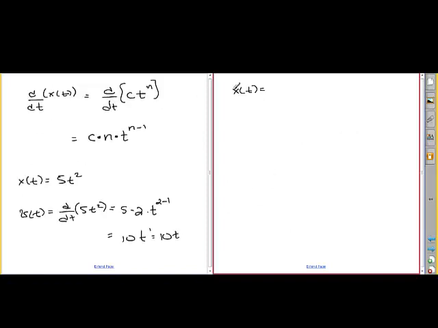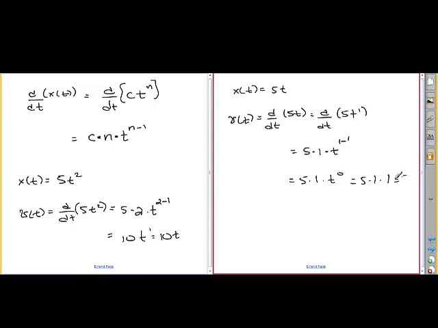Okay, so let's do another one here. Let's say x of t is 5t. Then the velocity as a function of time is going to be the derivative with respect to time of 5t, which is the derivative of 5t to the 1 power, just so I fit it into the form. So you're going to have c, which is 5, times the exponent, which is 1, multiplied by t to the n minus 1, so 1 minus 1. You get 5 times 1 times t to the 0. Any number or variable raised to the 0 power is just 1. So you get 5 times 1 times 1, or 5. So if the displacement as a function of time is 5t, then the velocity is 5. If the displacement is linear, the velocity is constant in this case.